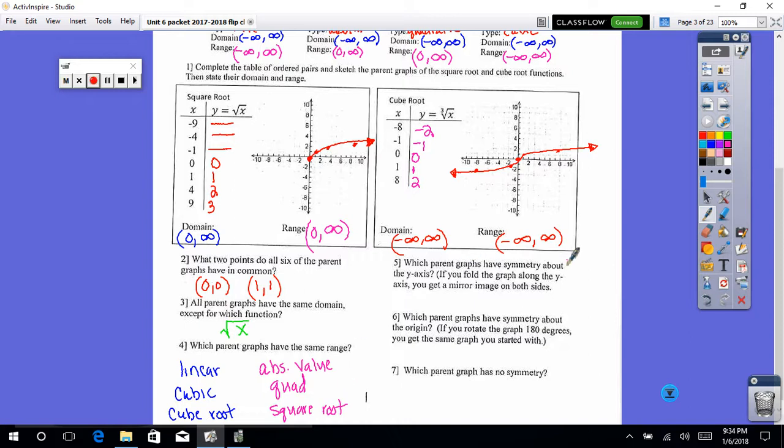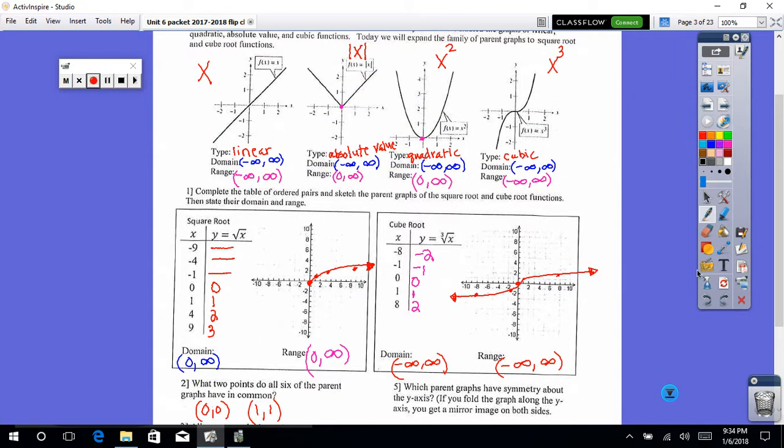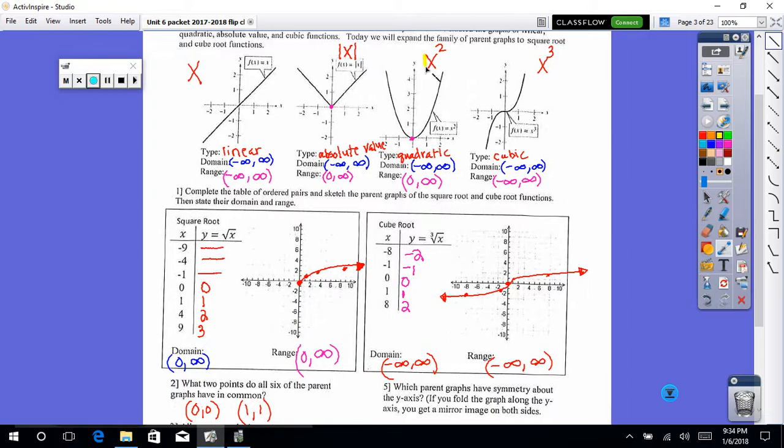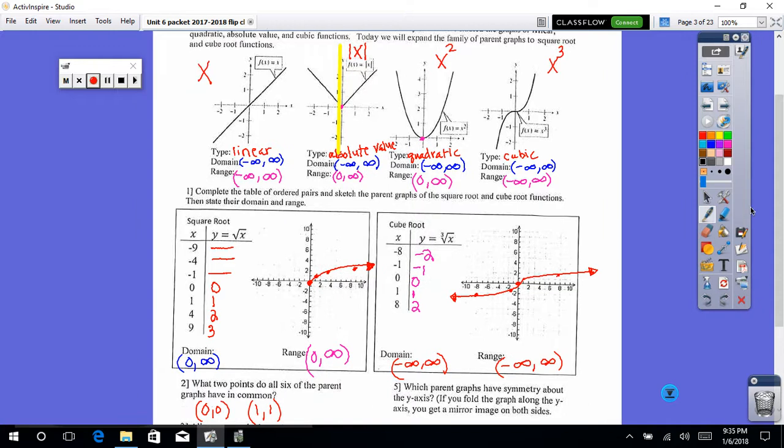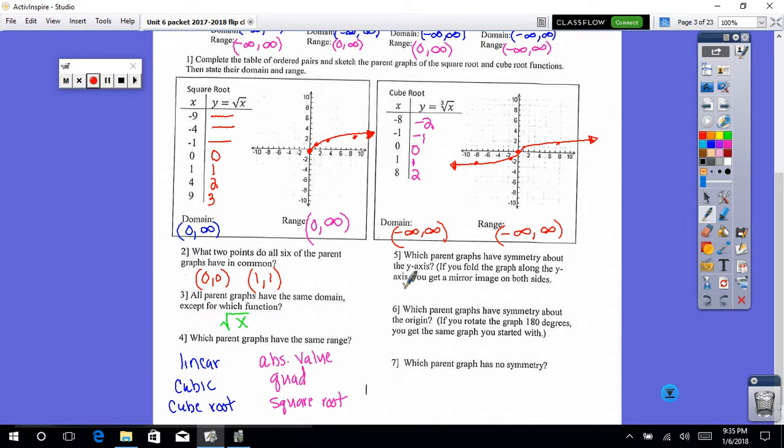Which parent graphs have symmetry on the y? What that means is, if I would take my paper and fold it in half along that y-axis, which ones would be symmetrical? Just gave you a hint there. Quadratic is symmetrical, absolute value is symmetrical, and that's it. This guy, if you folded him over, he would not be symmetrical. Definitely not this one. And when you fold him over, it would not be either. They would be mirror reflections of what's on the other side, but not symmetry. So we have our absolute value and our quadratic.